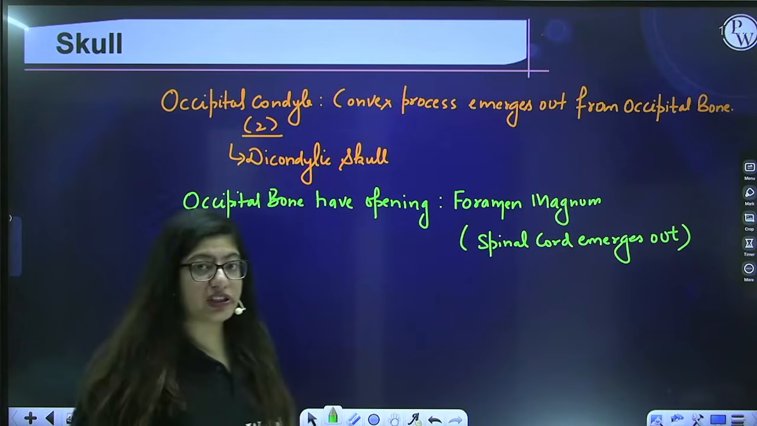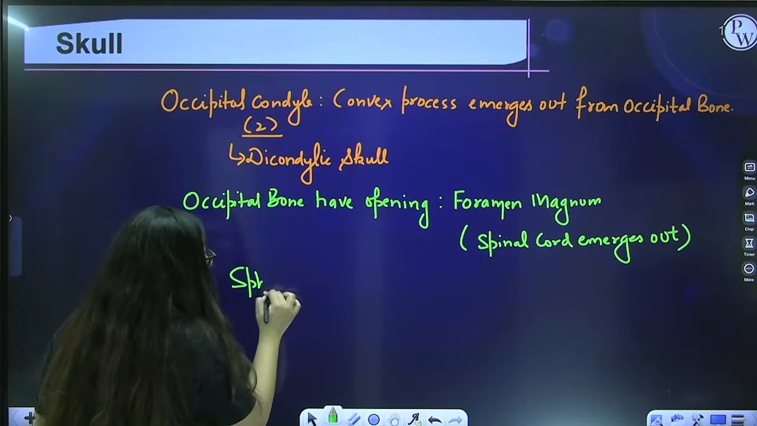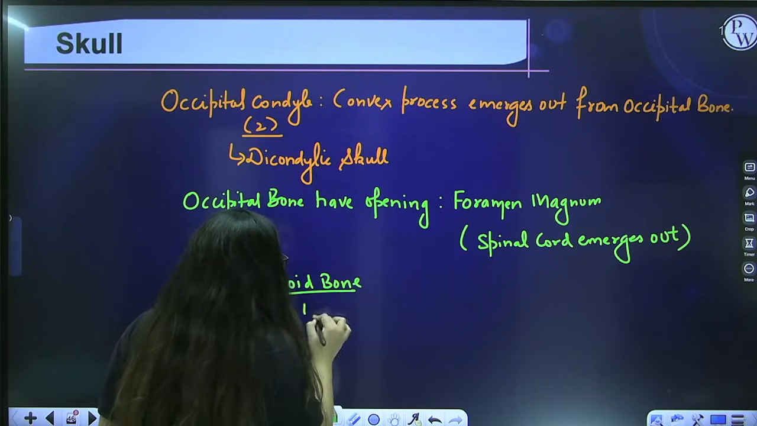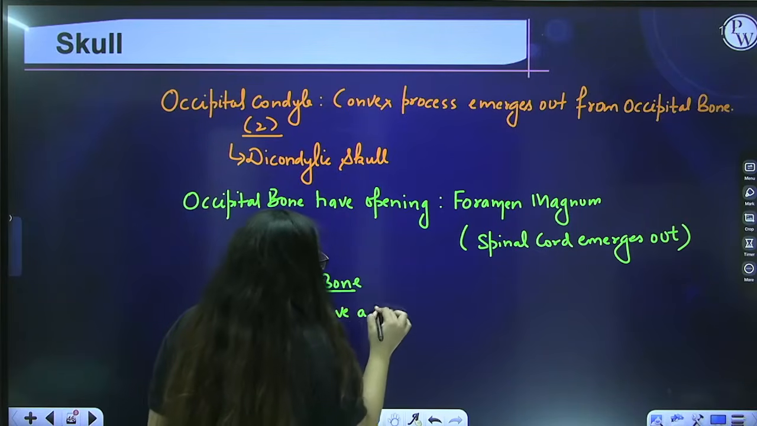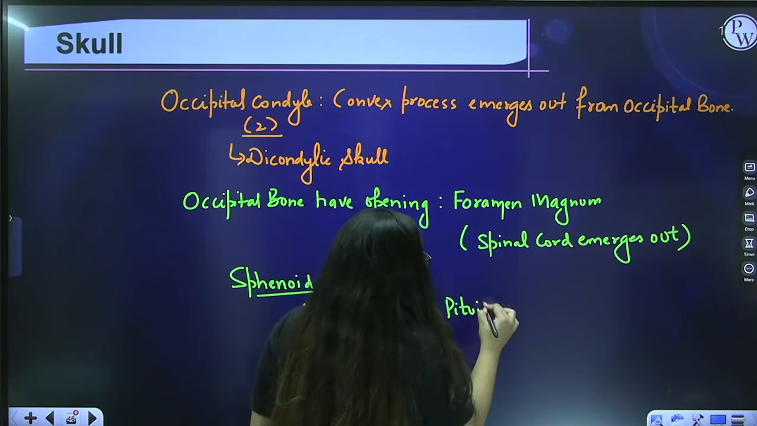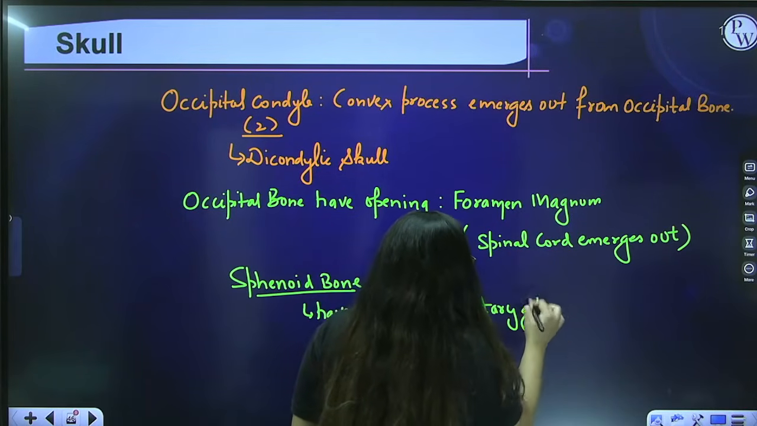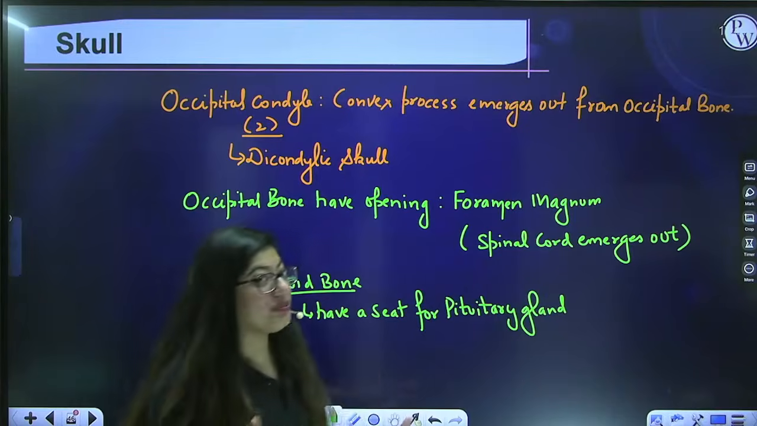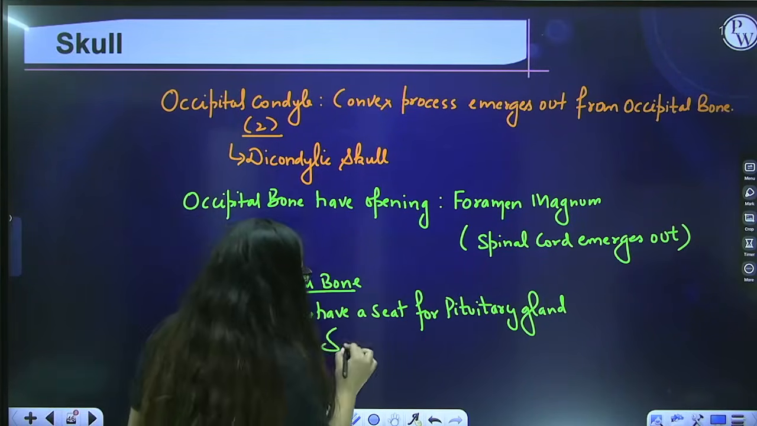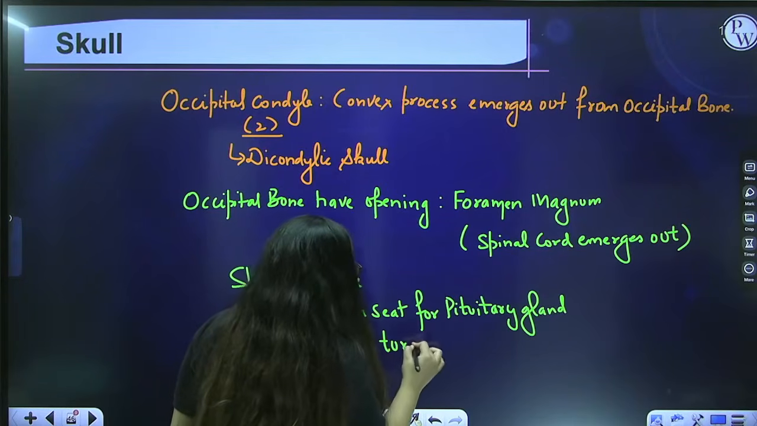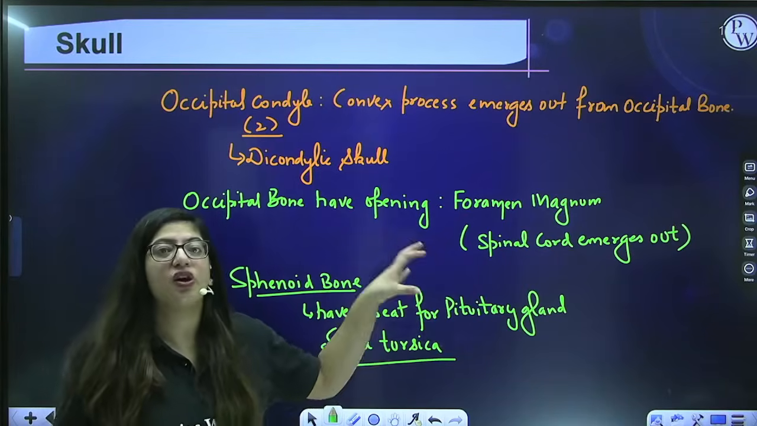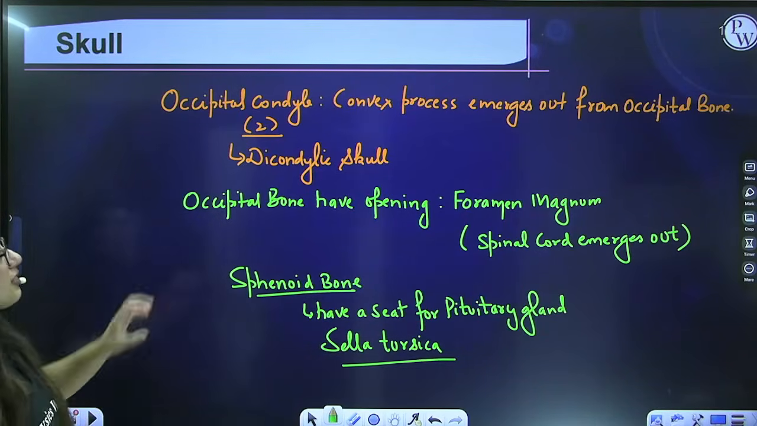Fine. What about the sphenoid bone? In the sphenoid bone, you have a seat for the pituitary gland. And the seat has a name. In the sphenoid bone, there is a small depression known as sella turcica. The pituitary gland sits on the sella turcica, right? So that's about your skull, guys.